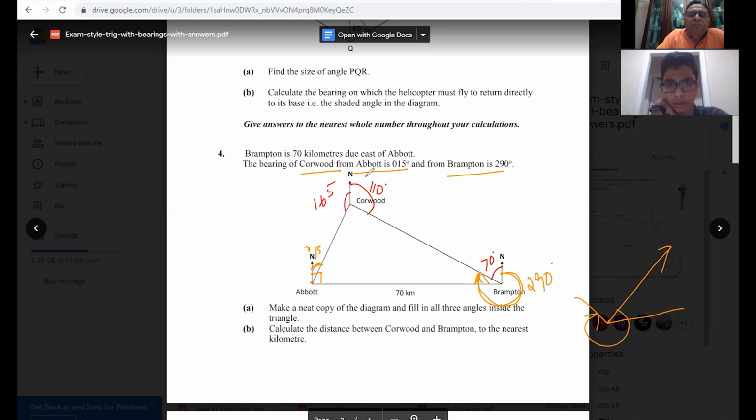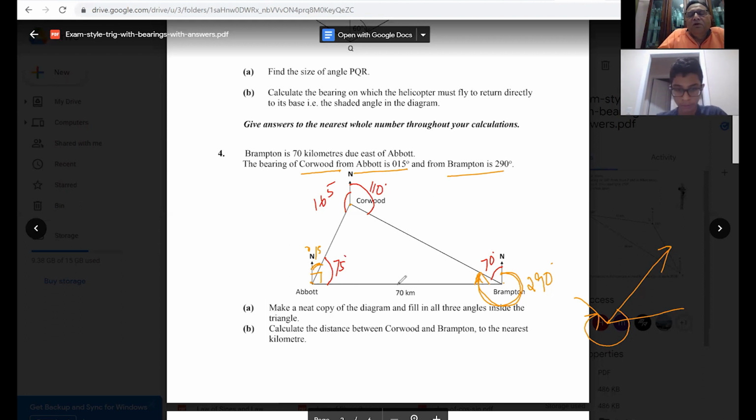Now let's take it further. Make a neat copy of the diagram and fill in all the three angles inside the triangle. So now let's work out the inside triangle. We know this is 15 and that is 90 degrees. So this is how much? 90 minus 15. That's 75 degrees.